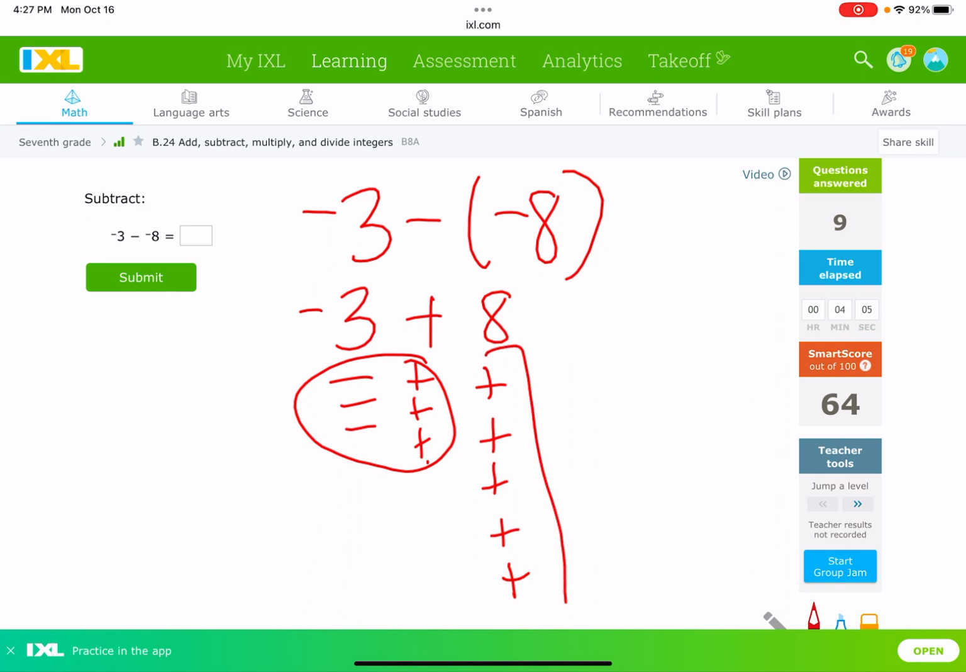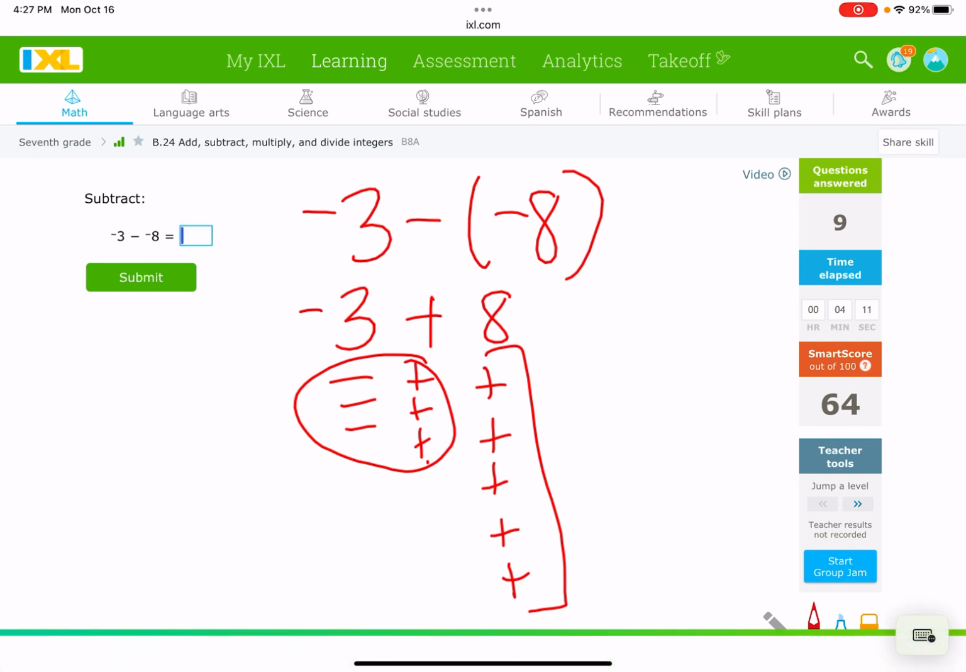So what do I have left? I have 8 positives left, so my answer would be positive. Not 8, sorry, 5 positives left after I took away, so it'd be positive 5. So I don't mean to confuse you there. I have 3 negatives, I have 8 positives, but because I took away those zero pairs, I'm left with 5 positives, so that's why the answer would be positive 5 here.